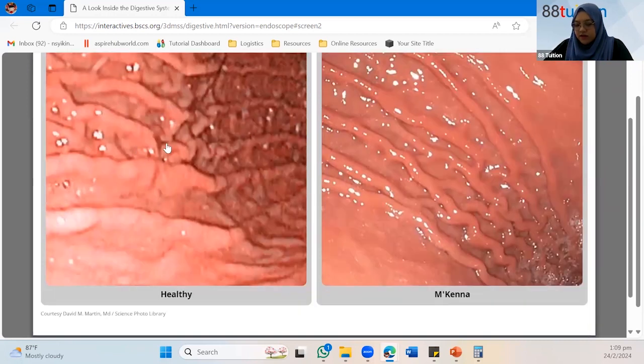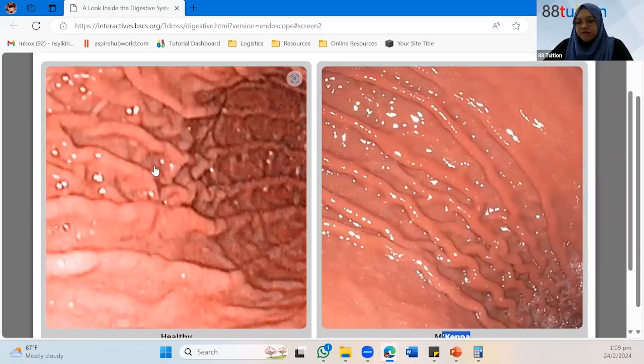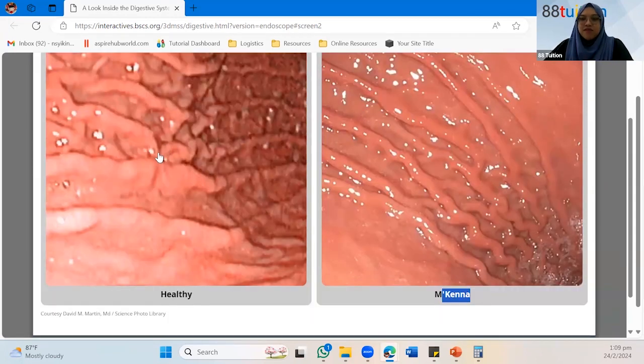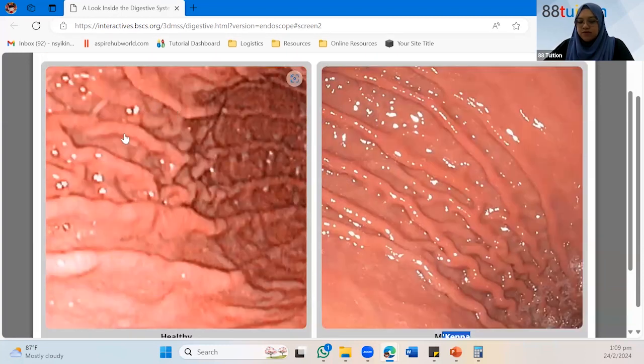Okay, this is the healthy one. This is the McKenna guy one. Okay, the healthy one, both look very wrinkly, correct or not? Even the healthy one. That means for you all, I assume you all have healthy stomachs, your stomach would look something like this. The wall of the stomach, not your stomach, the wall of the stomach would look something like this.